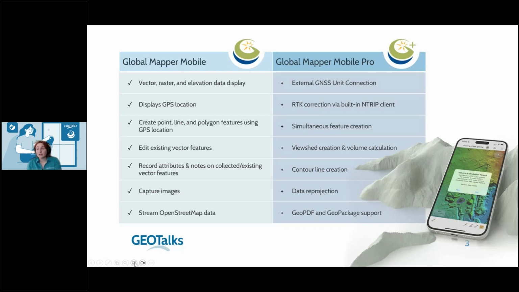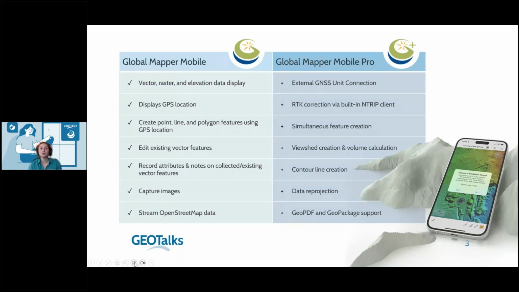Pro also unlocks simultaneous feature creation, so you can be recording a track log and dropping points of interest along that track, creating multiple features as you're going along. And then we've got some analysis tools in the mobile app as well. There's sort of light versions of analysis that's available in Global Mapper Desktop. We've got Viewshed creation for sort of a line of sight analysis, volume calculation based on loaded terrain and a closed polygon feature, and then contour line creation. So just creating a derivative of the loaded terrain that you have maybe in your map, allowing you to view that in a different way with those benchmark contour lines.